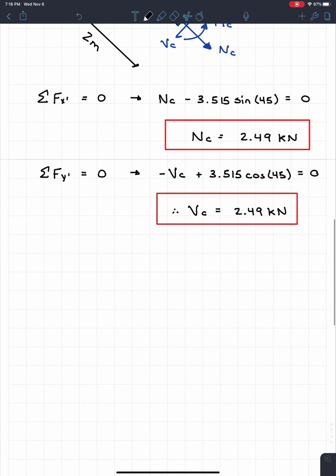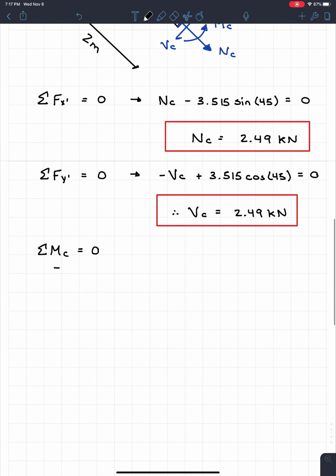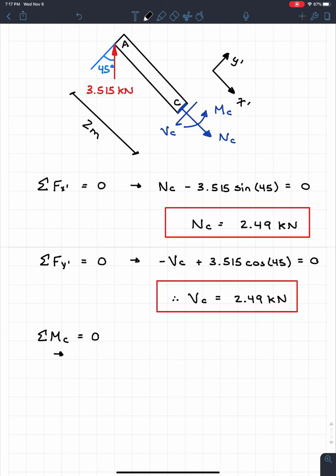So remember, sum of the moments, for these type of things, I always like to take it about where I cut. So in this case, I'm going to go sum of the moments at C is equal to 0. And from this equation, I'm going to move this down a bit because these usually get pretty long when you're dealing with distances. The first thing that we have is MC, and that's going counterclockwise. So that's a nice easy one. We're going to have MC.